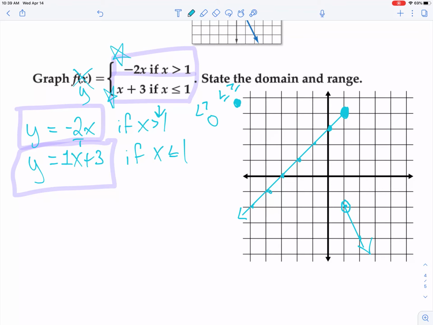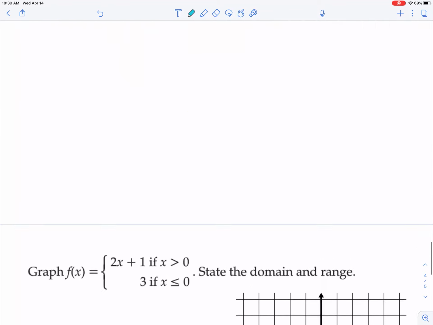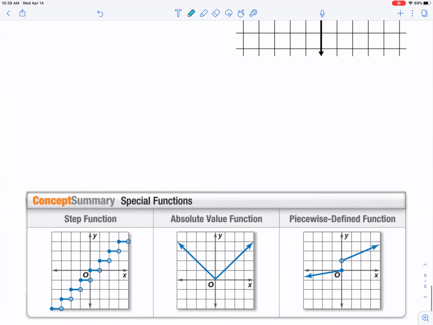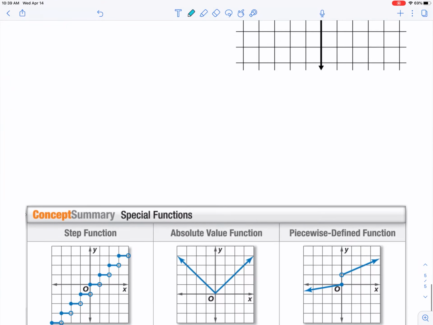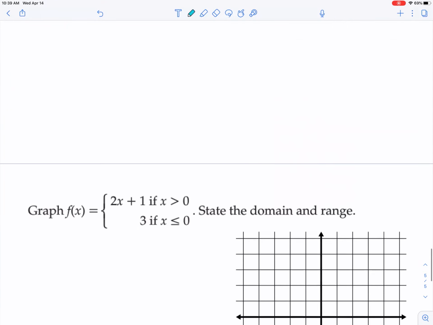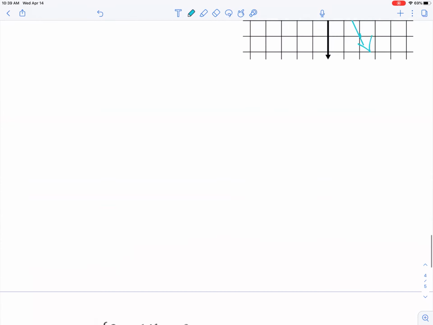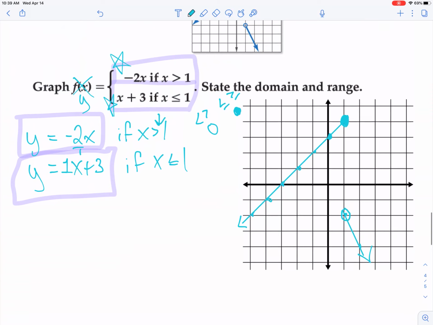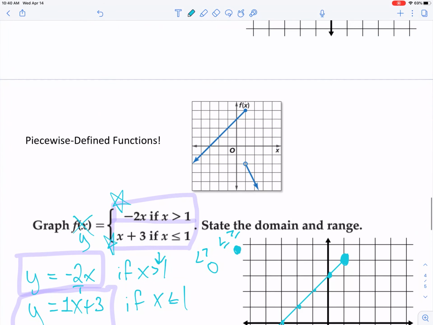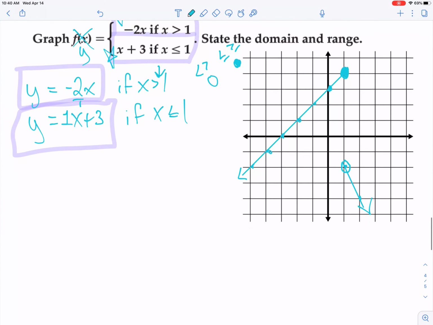I'm going to do another example. I want to do one where it has 3. That one only has 2. Oh, we don't have one where it has 3? Well, I'll see if there's any on your homework, and I'll make another video if we need it.